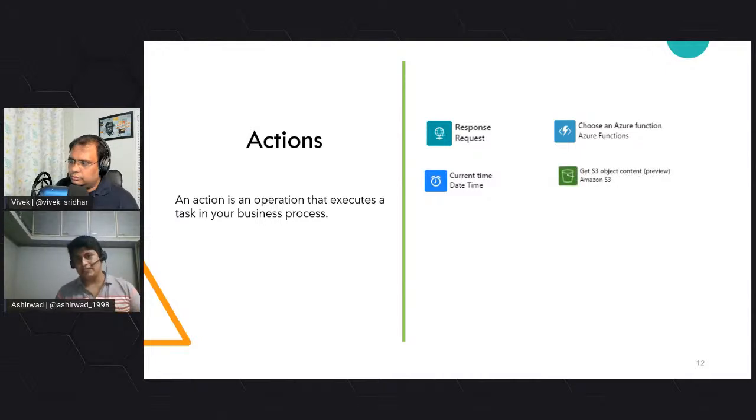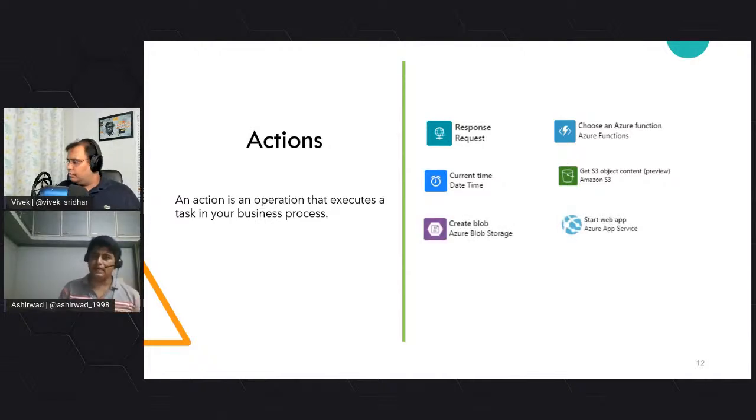So the request connector has the response action. The Azure Functions connector has the choose an Azure function action. Date time has current time, current date kinds of actions. Amazon S3 has the get S3 blob content action. It also had a trigger which we discussed in the previous slide. Then for Azure Blob Storage, we have a lot of actions, but I just mentioned one, that is create blob.